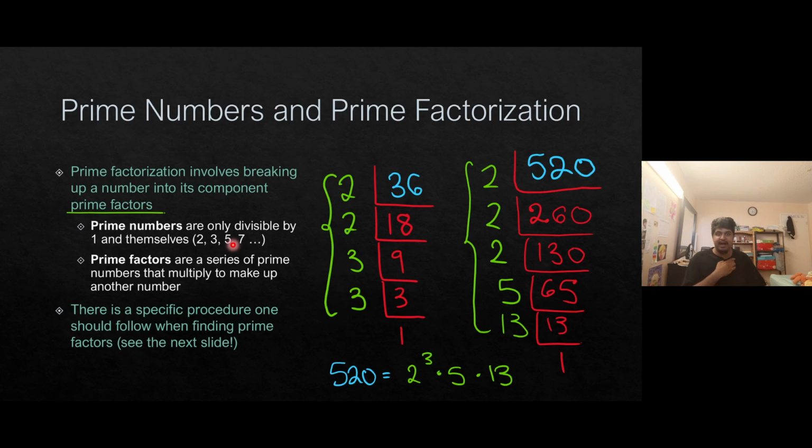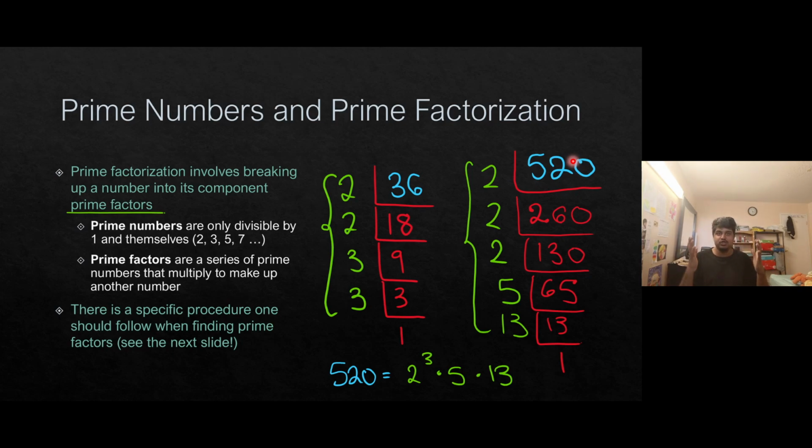And a prime factor is basically a series of prime numbers put together, just like you see in green over here and as well over here, that when put together multiply to create the number that we're interested in. So in this case, 2 times 2 times 3 times 3 would all multiply to give you 36. And you can check that with your beautiful scientific calculator here and just do 2 times 2 times 3 times 3, and you should get a value of 36. Same idea here. 2 times 2 times 2 times 5 times 13. Once you go ahead and do all of that, you should get a value of 520.